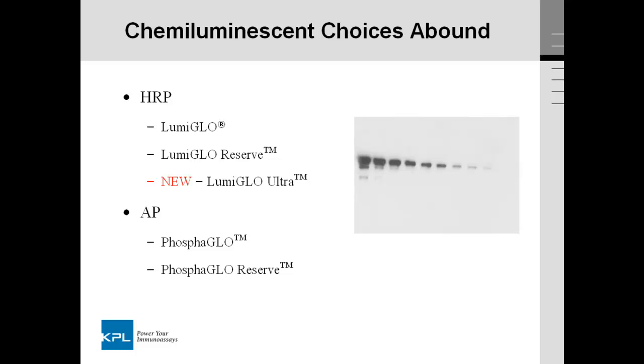In addition to colorimetric, chemiluminescent choices abound. For HRP, we offer LumiGlow and LumiGlow Reserve and LumiGlow Ultra. For alkaline phosphatase, we offer PhosphaGlow and PhosphaGlow Reserve. LumiGlow Ultra is our newest offering.